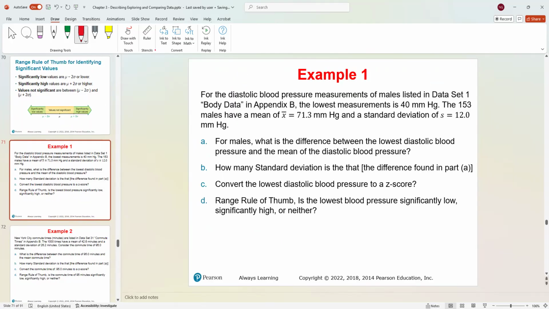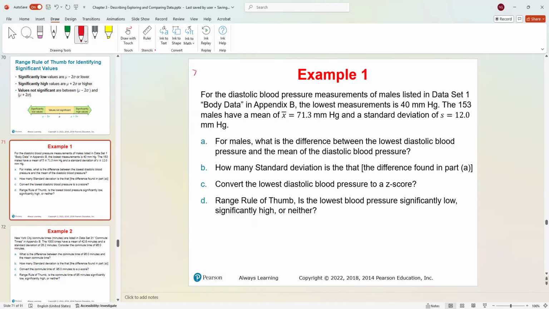But for now, let's complete very quickly one or two exercises in this. They said for the diastolic blood pressure, blood pressure measurements of males listed in Appendix B, data set one, body type. The lowest measurement is 40. The 153 males have a mean of x bar 71.3 and a standard deviation of 12.0.